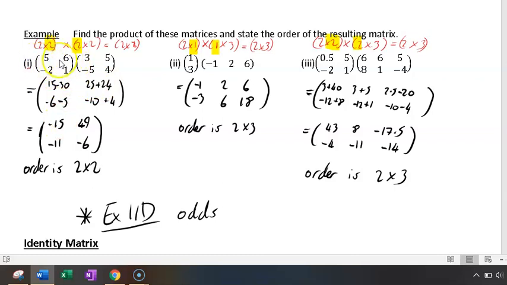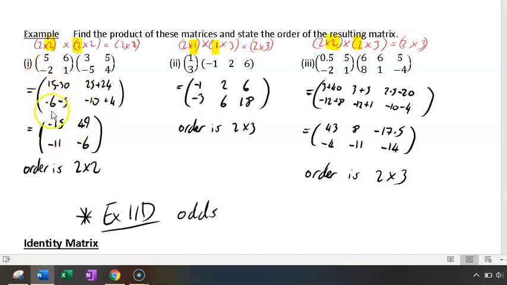So first row, multiply along your first row down your second column. So 5 times the 5 is 25. 6 times the 4 is 24. So 25 plus 24. Again, that's really done in my head, and then you could do it in your calculator to give you the 49.